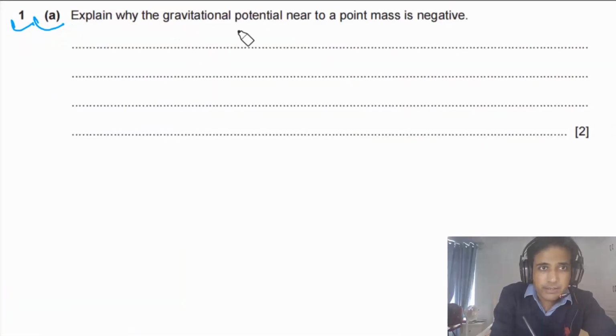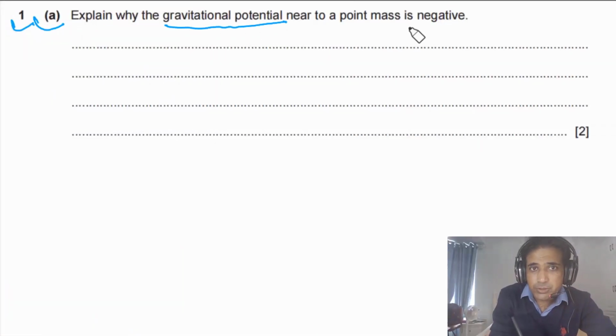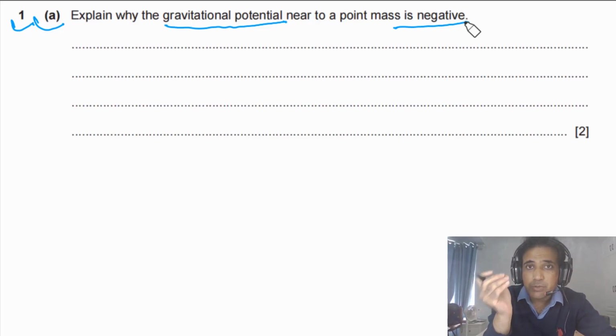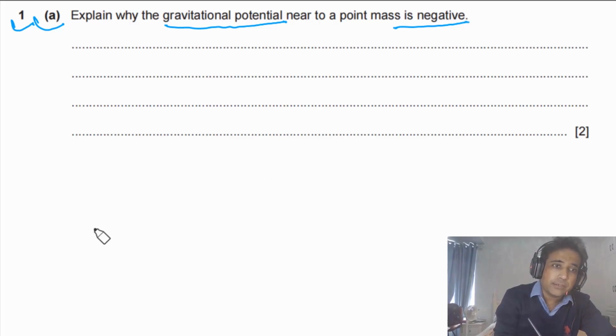Question 1, Part A says, explain why the gravitational potential near to a point mass is negative. This is a common type of question. You will see this one in many past papers. Sometimes they will ask you to explain why the gravitational potential energy is negative. Sometimes they will ask you to explain why the gravitational potential is negative near a point mass, as in this case. So how can we answer this type of question?